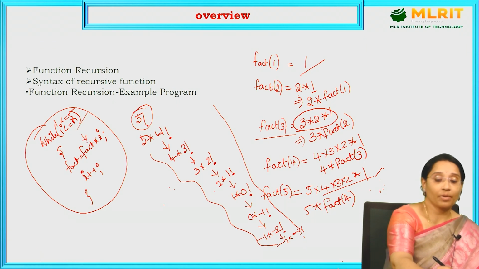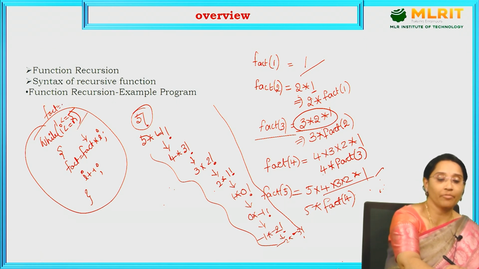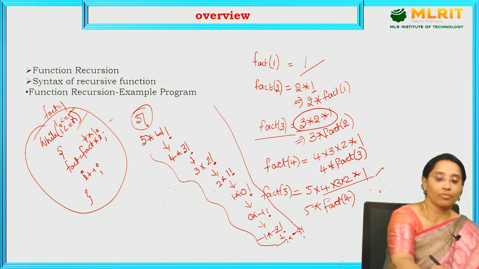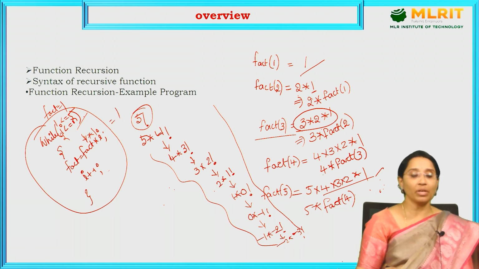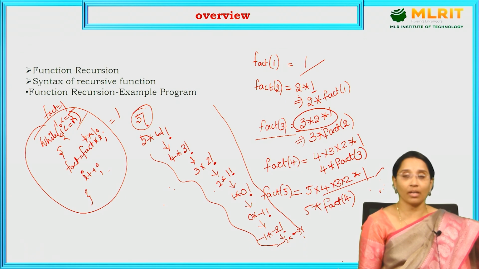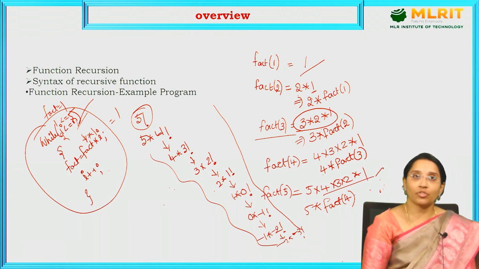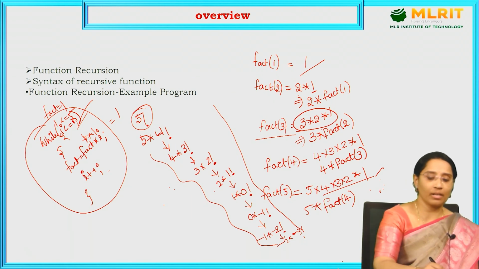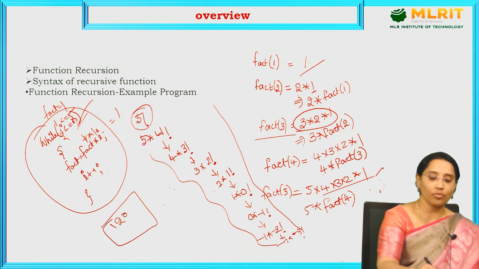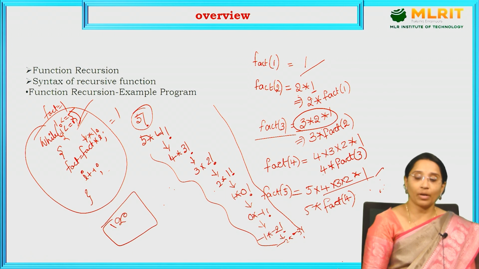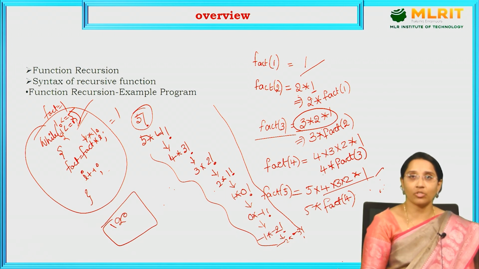Okay. So fact is initially initialized to 1. 1 into 1 is 1. Next i plus plus, i becomes 2, 2 is less than or equal to 5. So in this case, I want to repeat till i reaches 5. After that, the loop will stop repeating. So by using the loops, you will get the answer 5 factorial as 120. But in recursion, how will you do it?